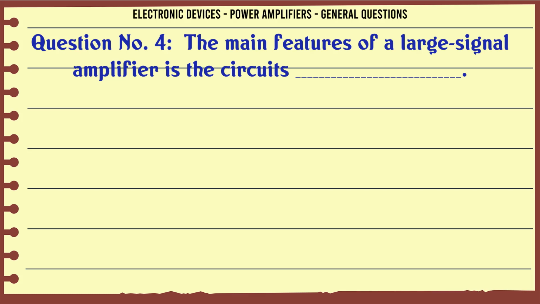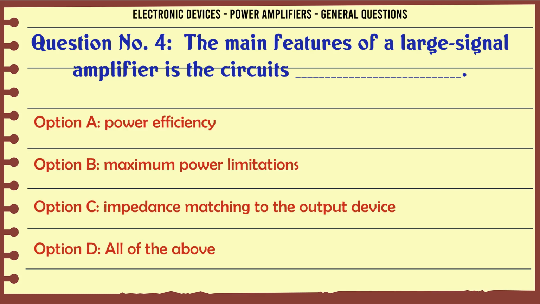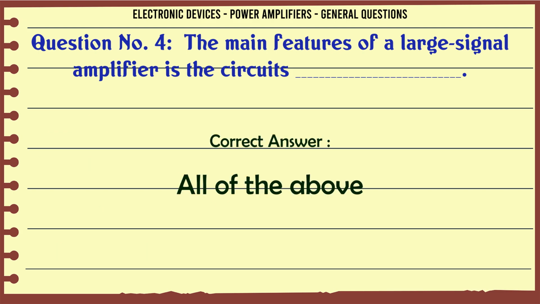The main features of a large signal amplifier circuit are: A. Power efficiency. B. Maximum power limitations. C. Impedance matching to the output device. D. All of the above. The correct answer is all of the above.